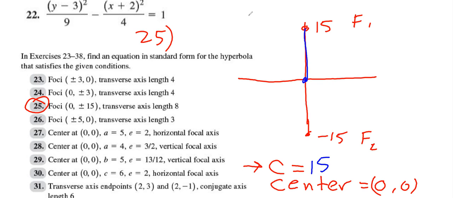The transverse axis is length 8. Transverse is the one that touches the hyperbola. Is that vertical in this case or horizontal? It is vertical. So we're going up 8 units and down 8 units, or am I doing that wrong? It says the transverse axis has length 8, so it should be 4. Good call. Way to catch that.